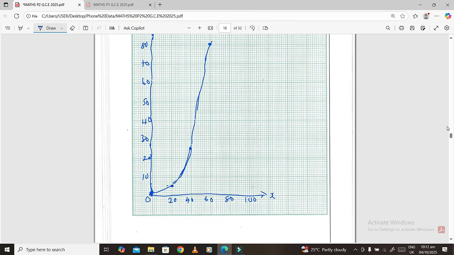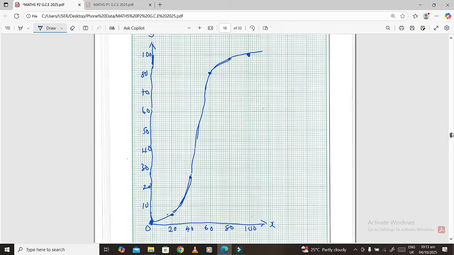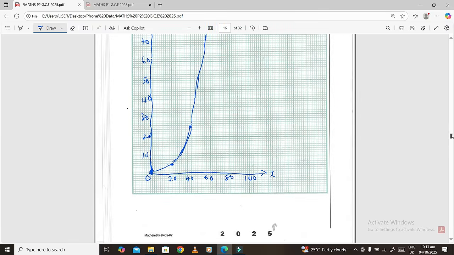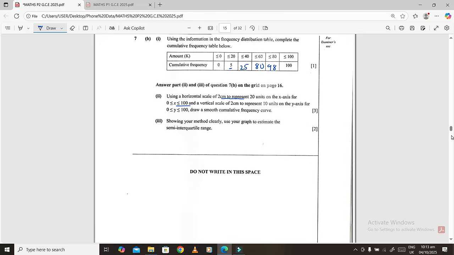Okay, so this is how it's going to move and look like. I've tried my best, guys. This is the cumulative frequency that we formed right here. Now, after doing this, we can answer the questions that follow, showing your method clearly.